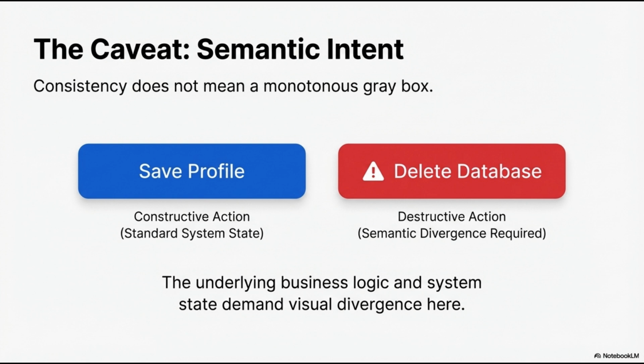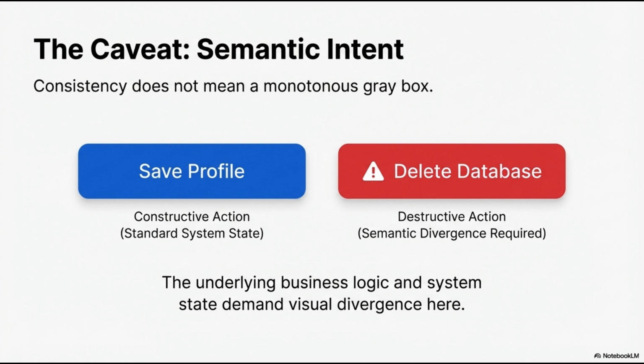Oh, totally. The delete button should be red or have a warning icon. It should feel dangerous. Exactly. Same with system states. An error notification has to visually diverge from a success notification. Right. Or like business logic. If you have a SaaS product, your premium tier features should probably look a little more elevated or distinct from the free tier. Yes. These breakages in consistency are deliberate. The underlying semantics of the application actually demand it.